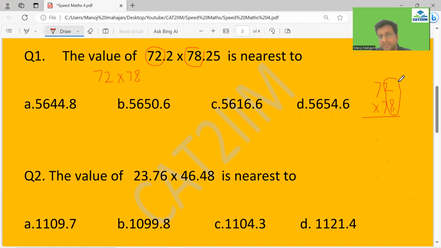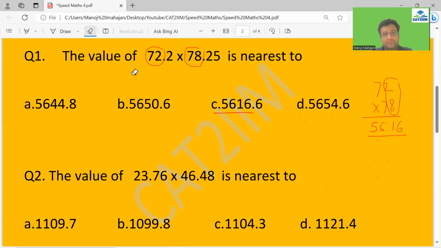Sum of the unit digits is what? 10. 8 into 2, 16, can I write? 7 into 8, the next number, 56. So if I look at 5616, this choice is very close to 5616, but that doesn't mean that I'm going to pick option C. It could be wrong also. So we have to look at the further calculation and let's see what we could look at in the problem.